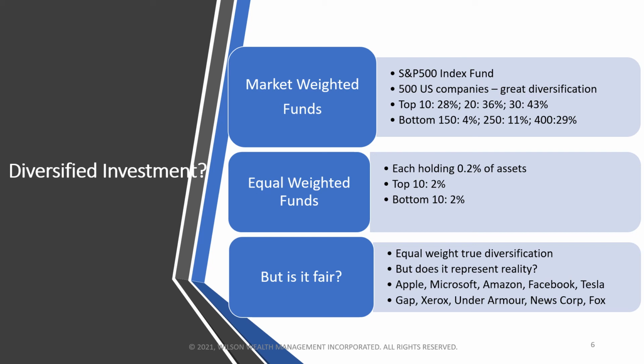So if you're looking at an investment, especially a fund product, a diversified product, make sure you know whether it's market weighted versus equal weighted. And then I ask the question, but is it fair? Equal weight, yeah, that reflects true diversification. But does it represent reality? The top companies on the S&P 500, Apple, Microsoft, Amazon, Facebook, Tesla, Google, Berkshire Hathaway, should they be treated the same as Gap, Xerox, Under Armour, News Corp?